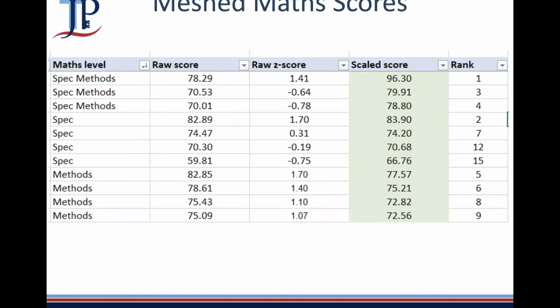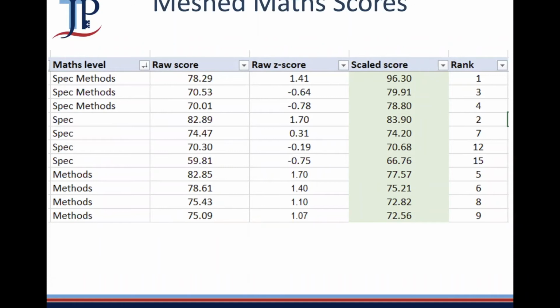And then there's a final ranking, based on, you might have been top of methods, but where did you rank in all of maths? And in this example, that top methods kid has actually come in number 5 in the whole of the sample that I've got there.